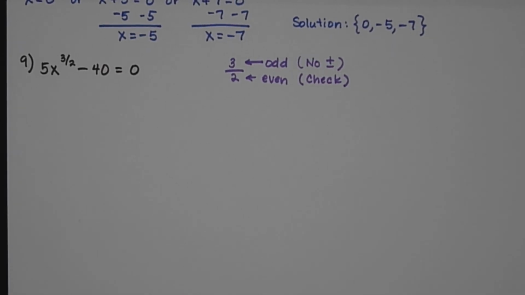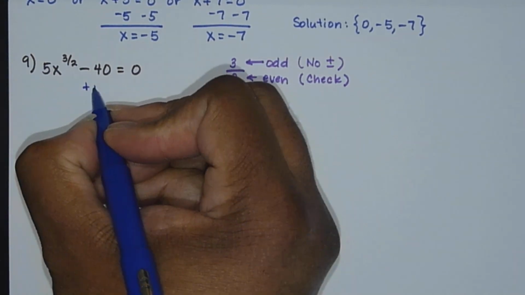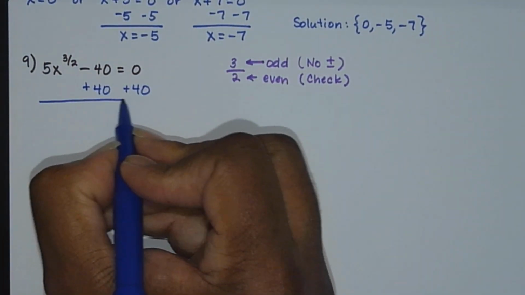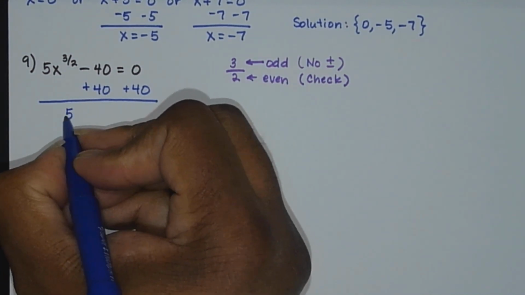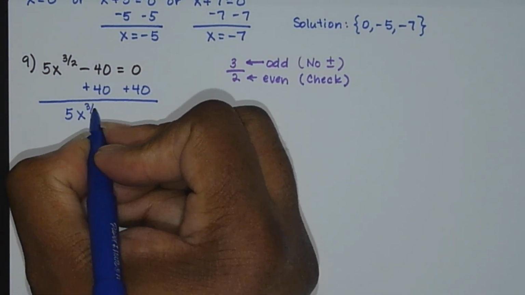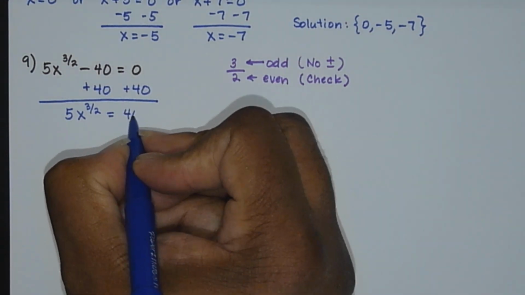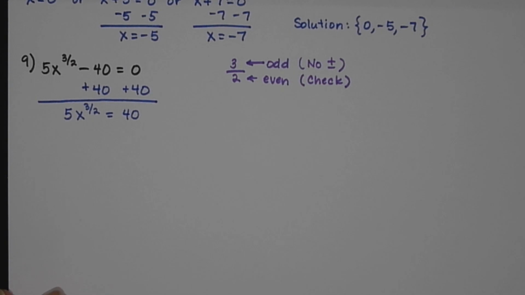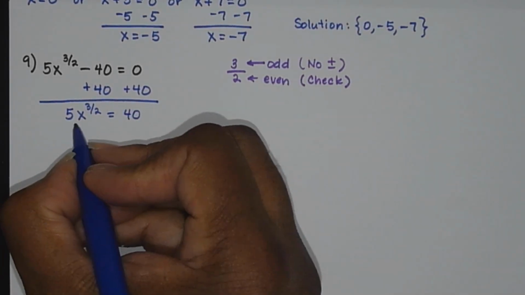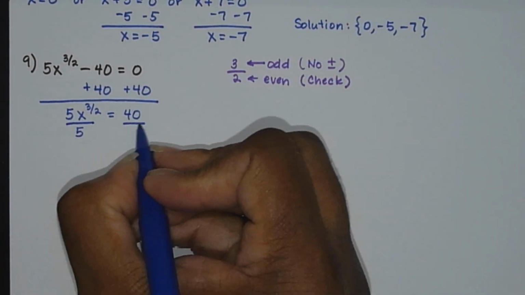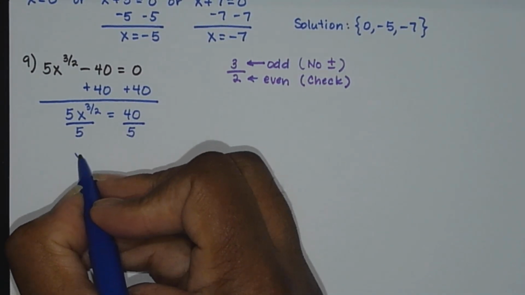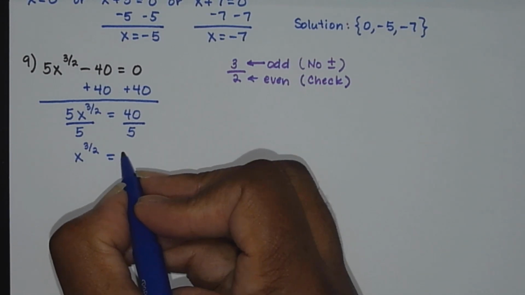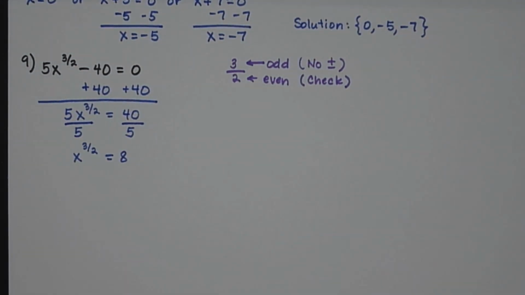I'm going to start by adding 40 to both sides. So that means I'm going to have 5x to the 3/2 equaling 40. Now to get x to the 3/2 by itself, I'm multiplying it by 5. I need to divide by 5. So the x to the 3/2 equals 40 divided by 5, 8.